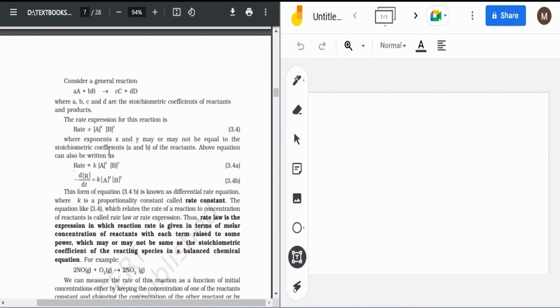आपको chemical reaction करके देखनी पड़ेगी कि वो A पे कैसे डिपेंड हो रहा है, B पे कैसे डिपेंड हो रहा है. आप कोफिशिएंट से पता नहीं लगा सकते हैं. Here X is not equal to A and Y is not equal to B. It is not at all necessary.